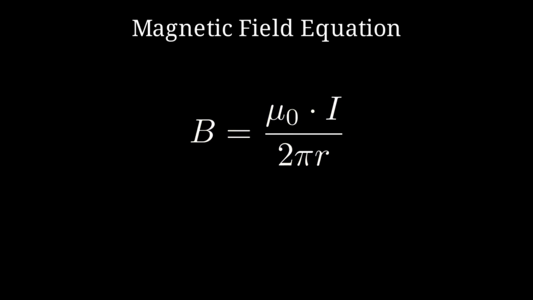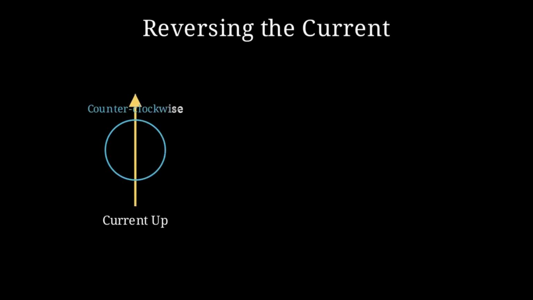We calculate the exact magnitude of the field using this formula. The constant μ0 represents how easily the magnetic field passes through a vacuum. If we flip the battery and reverse the current direction, the magnetic field also reverses its orientation. The right-hand rule still applies, simply point your thumb downward.